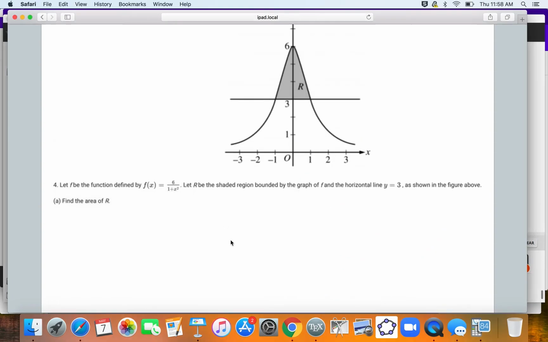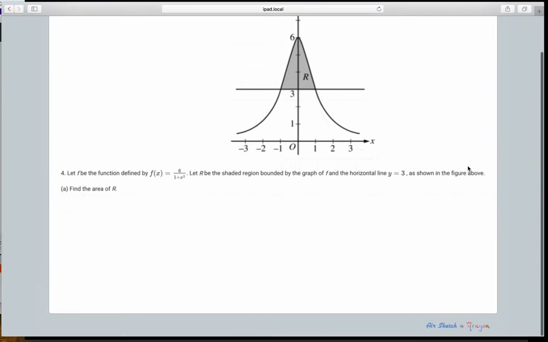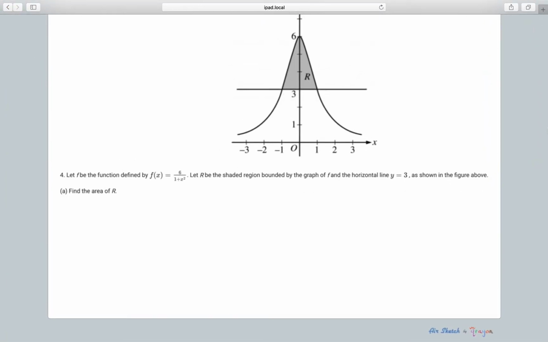All right, number 4. This one has some stuff that we didn't learn because it's from Unit 8. So Part B in particular, you don't need to do. Part A, you didn't even learn. I'm going to go over it just because it's not that bad. So they give us the function f, and they say R is the shaded region bounded by f and the horizontal line y equals 3. Find the area of R.